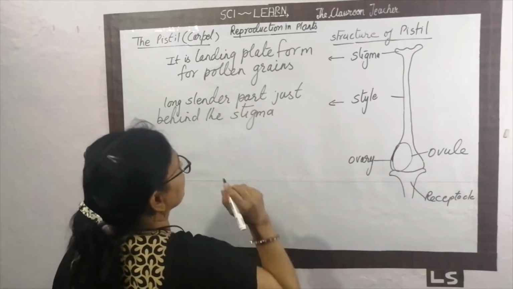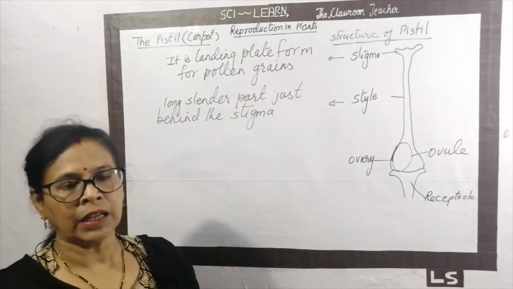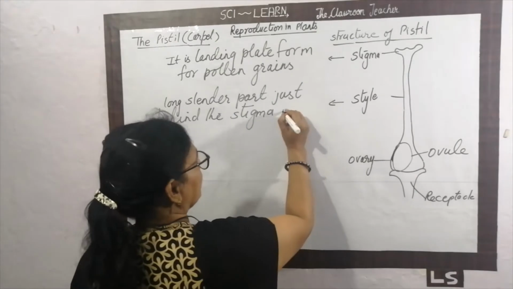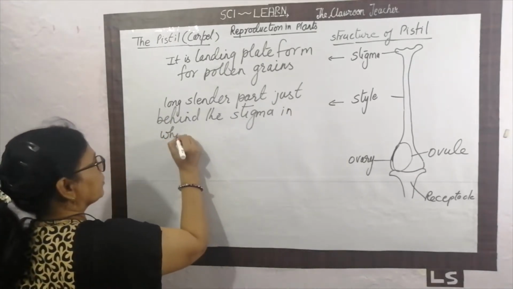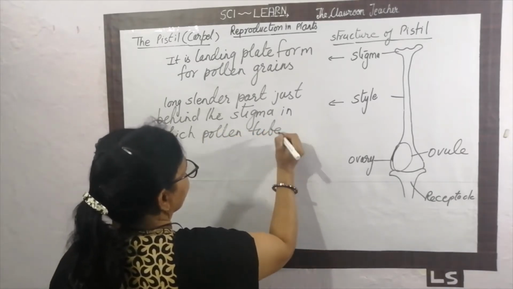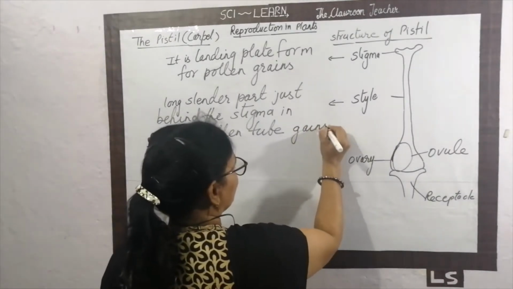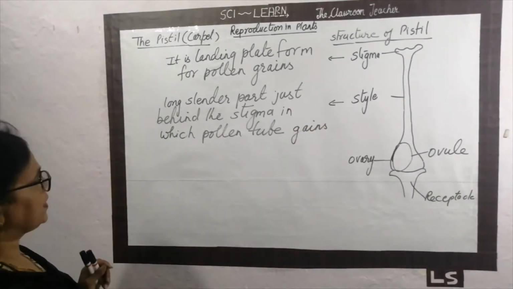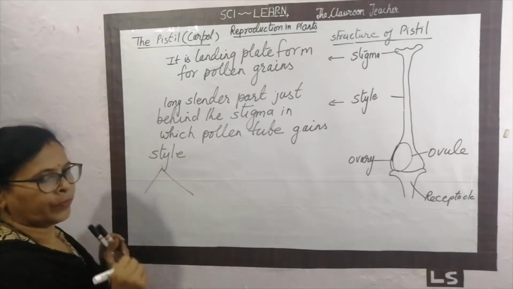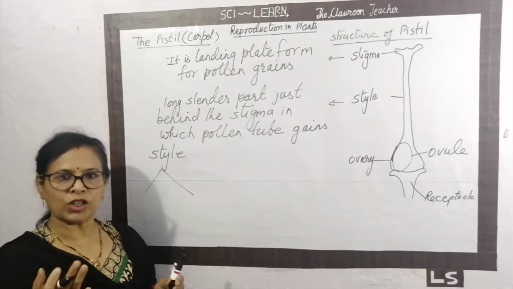And what is its role? What is the role of the style? It helps the pollen tube germinate inside it. The pollen tube gains entry. Now, the style is of two types. One type is called the hollow style, and one is called the solid style.